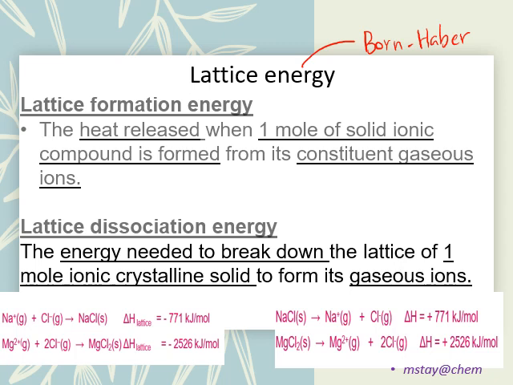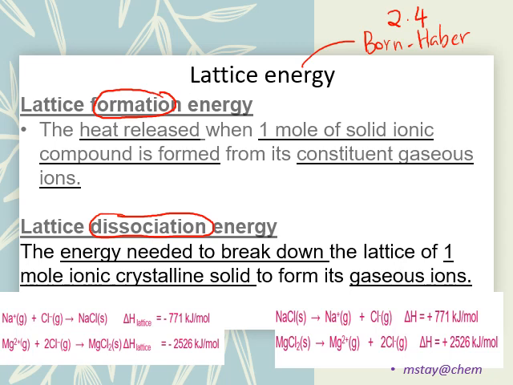Electron affinity and ionization energy will also be involved in the Born-Haber cycle, which is in topic 2.4. If you still remember when we mentioned the types of enthalpy, we did mention that lattice energy has 2 types. One is formation, and another one is dissociation. So now let's look at the definition.